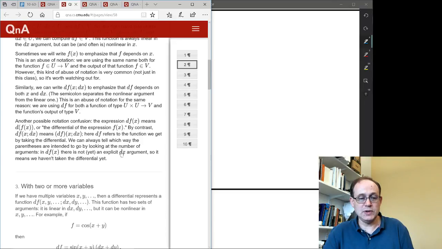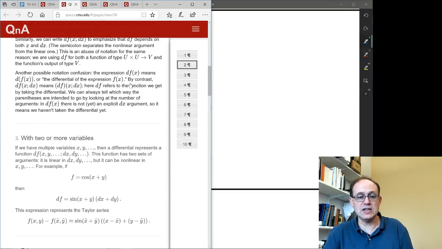All right, and another bit of notation confusion that's good to keep straight is that if you take df of x, this means the differential of the expression f of x. Whereas if you have df of x semicolon dx, so if you have two arguments instead of one, then df is referring to the function, the differential.